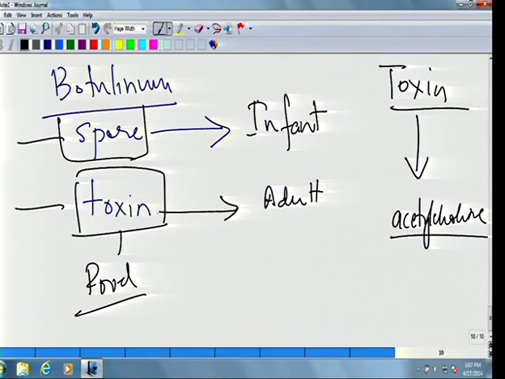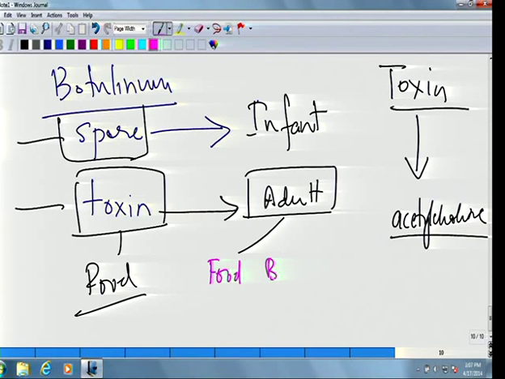So in case of adult botulism, what are the tests? You can detect the toxin, because it's a toxin, isn't it? Toxin in the food, toxin in the blood. And in case of infant botulism, yes, stool. So you can detect the toxin or the bacteria in the stool. Okay. So that's about botulinum.